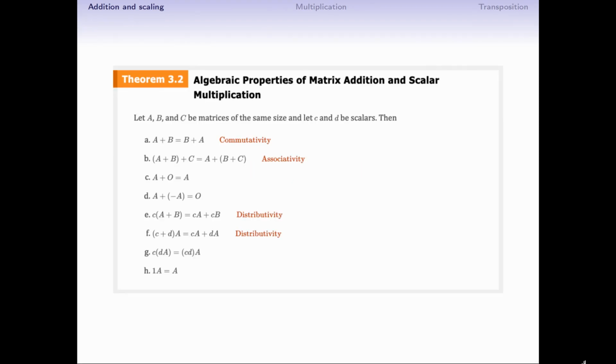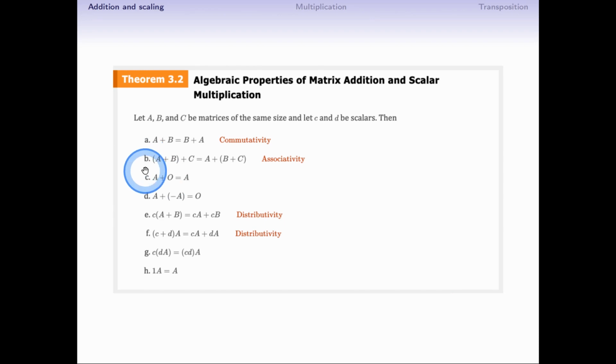Now, the algebraic properties of matrix addition and scalar multiplication are contained here in Theorem 3.2, and these will look very familiar because they are essentially the same laws that we saw governing vector addition and scalar multiplication. Throughout this theorem, we're going to let capital A, B, and C stand for some matrices of the same size, and little c and little d will be scalars. So let's just go through these laws A through H and comment briefly on each of them.